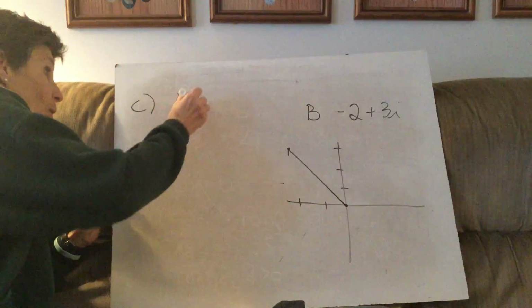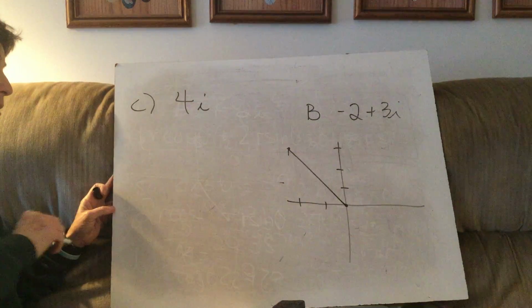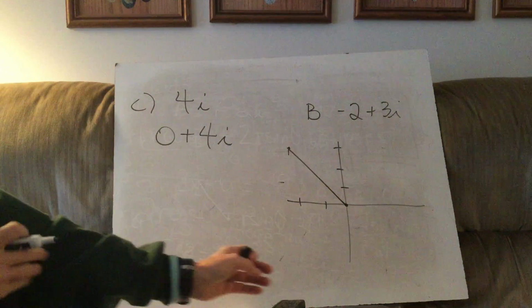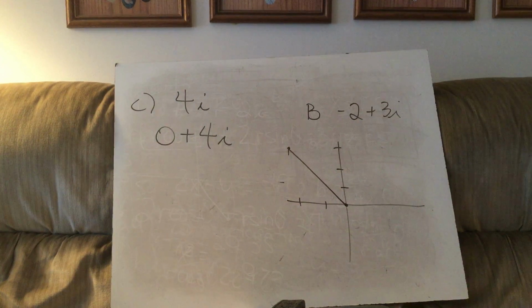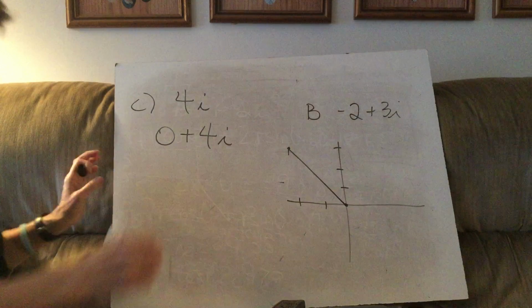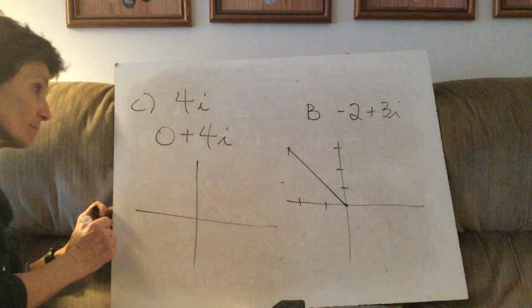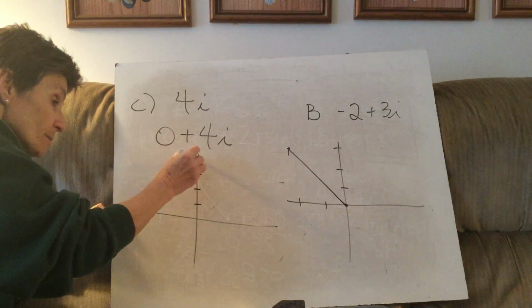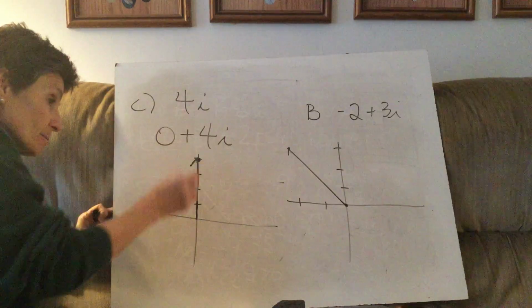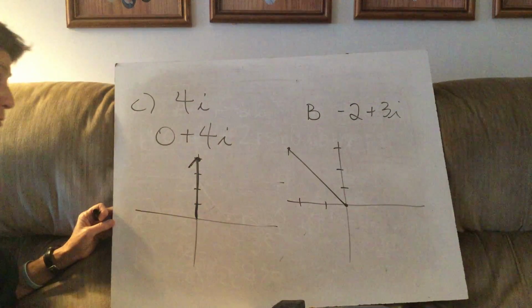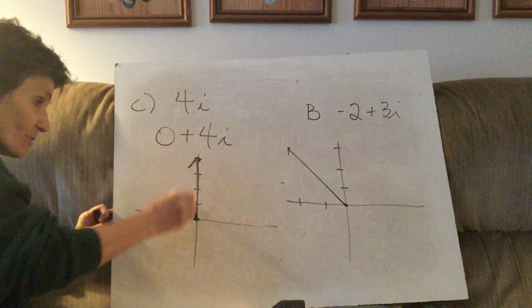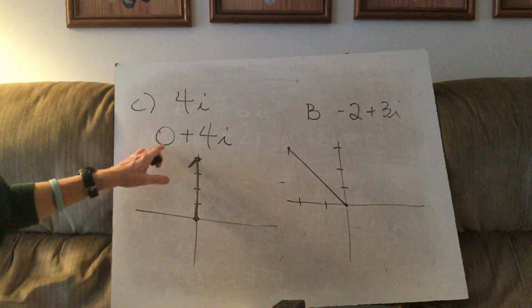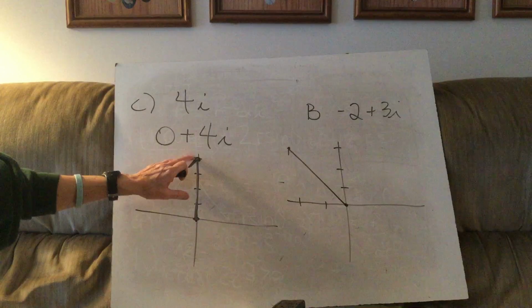C is just the number 4i. Now, don't be confused by that. Another way of writing that would be 0 plus 4i. Isn't that the same thing? So if it helps you to think of it that way, go ahead and think of it as 0 plus 4i. And then when we graph it, we're over 0 and up 4. So we're straight up 4 units. And I think, can you see my vector there? That's your vector. Just straight up 4 units. Because it's 0, 4. So 0, 4 would be right there.